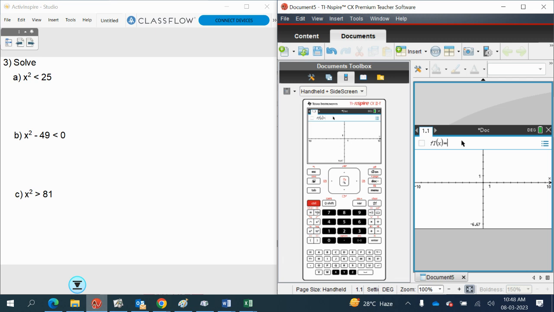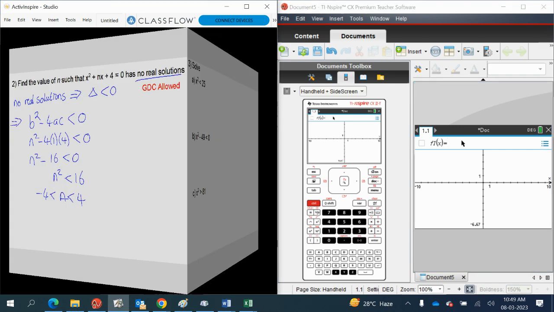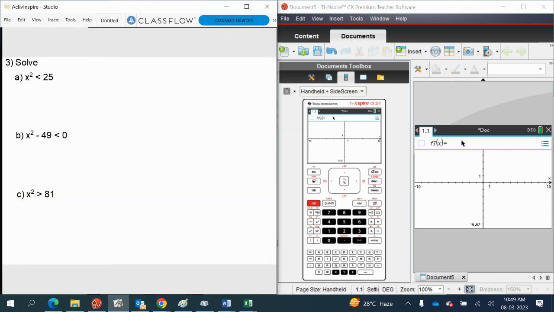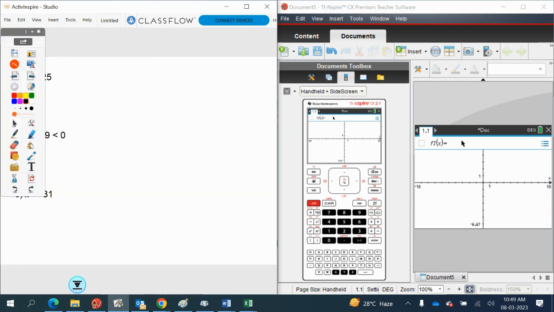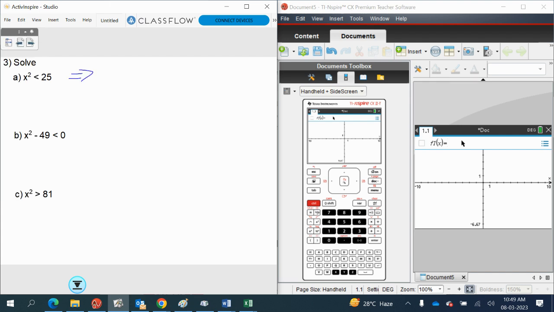Okay, so we're going to look at how to solve some inequalities. What we're going to look at for this first one is we want to rearrange this to be x squared minus 25 is less than 0. What that means is we want to find out when this expression is negative.